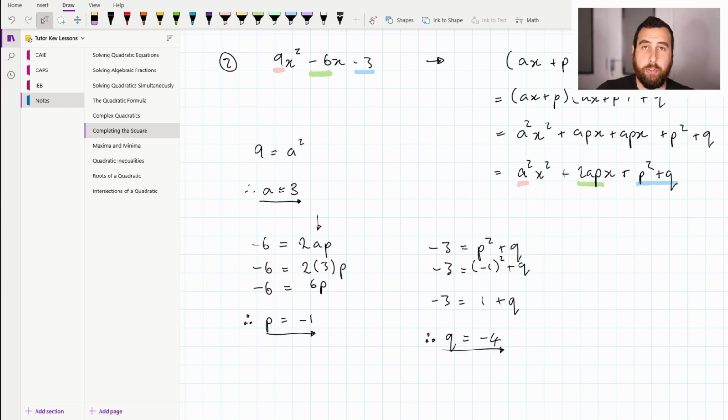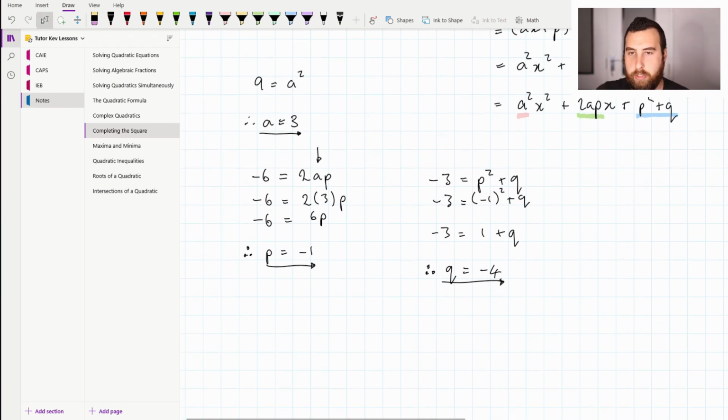And then all we need to do now is write down our final answer in the form that they wanted. So therefore, we're going to have (3x minus 1) squared minus 4. And here we have completed the square in this alternative form.